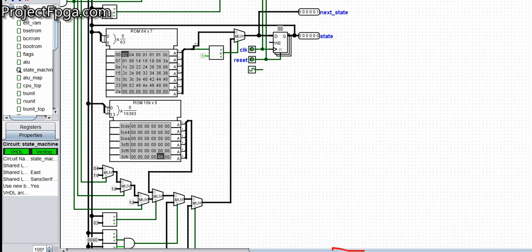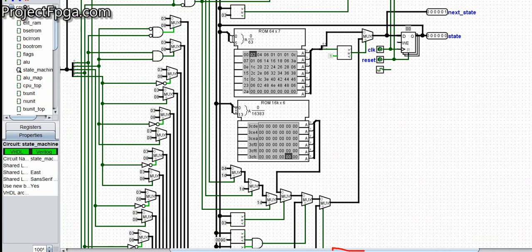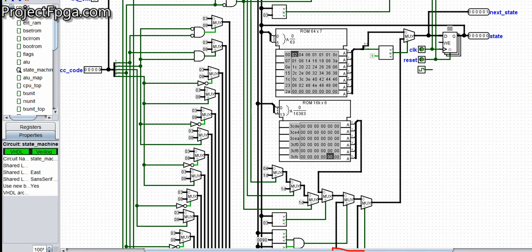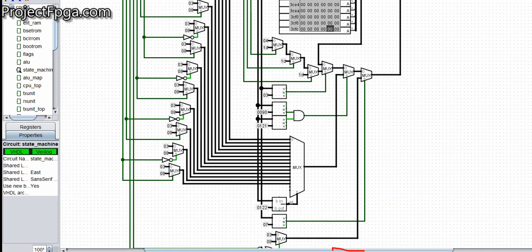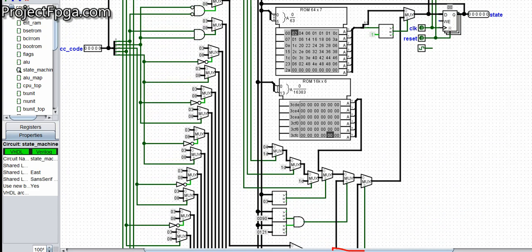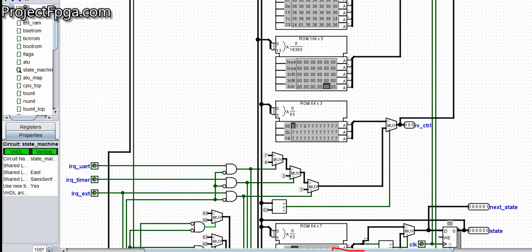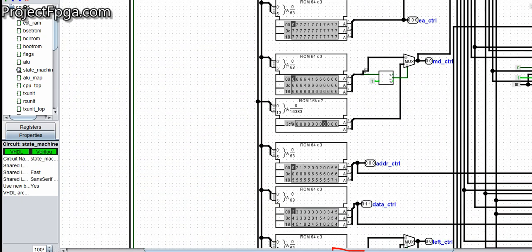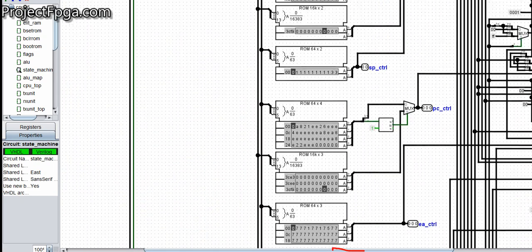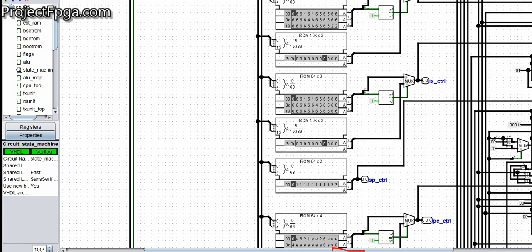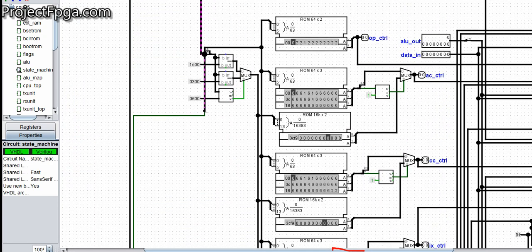So this is the circuit I made for that hierarchy. If you go through the file code, you will definitely understand how it works. There were some control signals that had only one ROM and some that had 2 ROMs. Something like this opcode control has only one ROM.